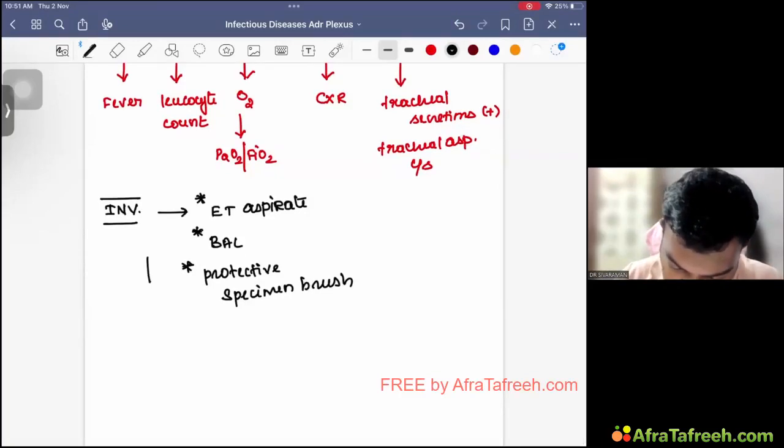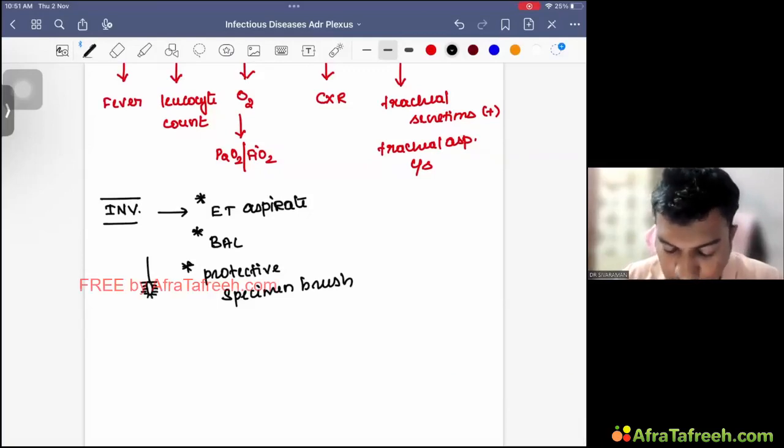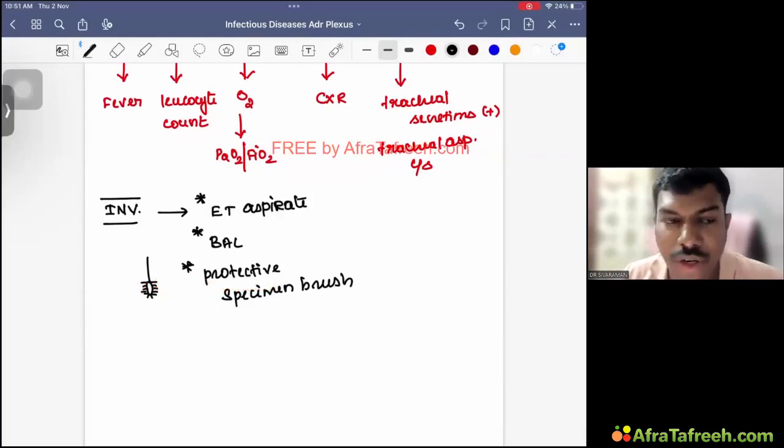This is a brush. This brush has bristles like this. You go inside the ET tube, take a wipe, and swirl around the tube, take the secretions and go for culture.